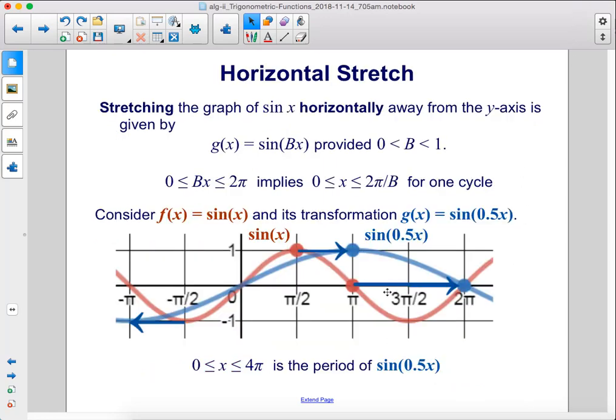Stretching the graph of sine x horizontally away from the y-axis is given by g of x equals sine of bx, provided b is between 0 and 1. bx greater than or equal to 0 and less than or equal to 2 pi implies that x is greater than or equal to 0 and less than or equal to 2 pi over b for one cycle. Consider f of x equals sine x and its transformation g of x equals sine of 0.5x. So here, x is greater than or equal to 0 and less than or equal to 4 pi. That's the new period of sine of 0.5x.